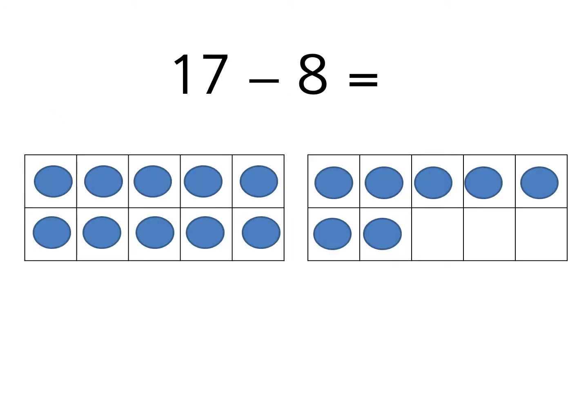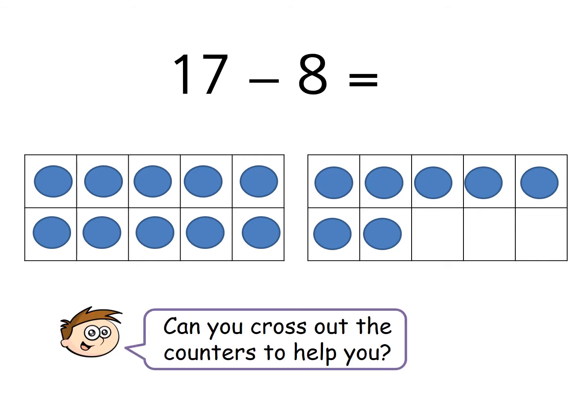So, just to recap all the different methods we have learned, the first thing I would like us to do is cross out these counters to help us. So you should have this printed out in your book. So you've got 17 subtract 8, and I'd like you to use the crossing out method to work this answer out. So pause this video now and complete the question, and then I will go through the answer.